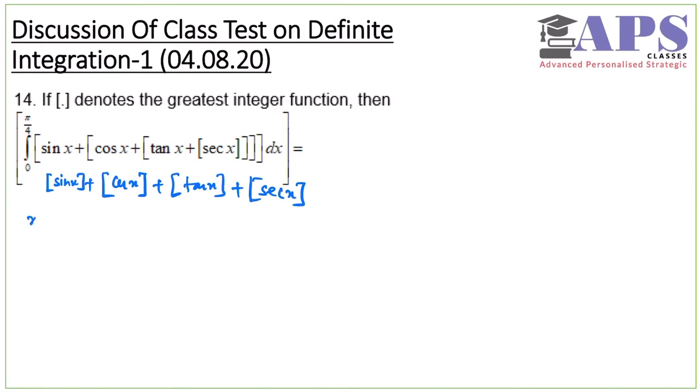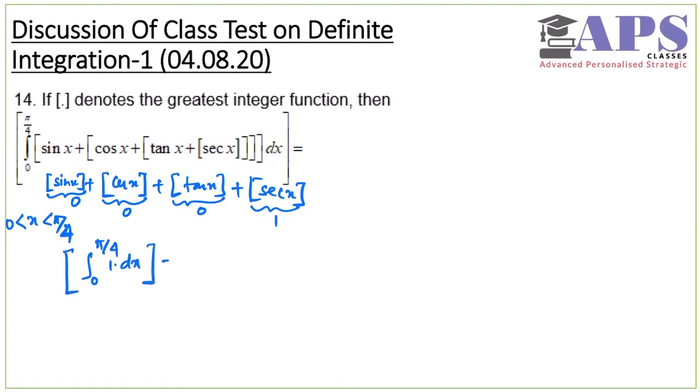Now since x lies between 0 to pi by 4, sin x is a fraction, so box of that will be 0. Cos x is a fraction, box will be 0. Tan x is also a fraction, box will be 0, but sec x is more than 1, so box will be 1. So basically I have to take integration from 0 to pi by 4 of 1 dx, and after that also I have a box function. So this integration 1 is pi by 4, and then box of pi by 4 is 0. So here the correct option is 0.